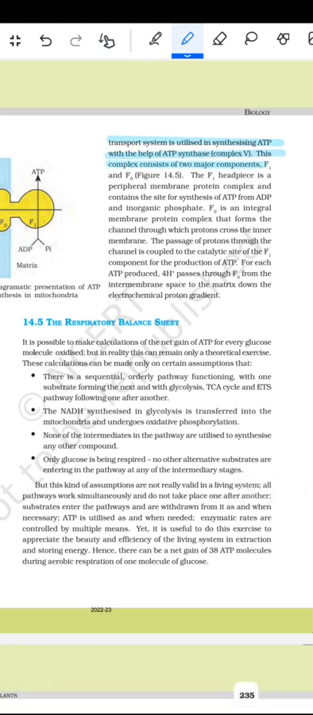This complex consists of two major components, F1 and F0. The F1 headpiece is a peripheral membrane protein complex and contains the site for synthesis of ATP from ADP and inorganic phosphate. F0 is an integral membrane protein complex that forms the channel through which the protons cross the inner membrane. The passage of the protons through the channel is coupled to the catalytic site of the F1 component for the production of ATP. For each ATP produced, 4H plus passes through the F0 from the intermembrane space to the matrix down the electrochemical proton gradient.